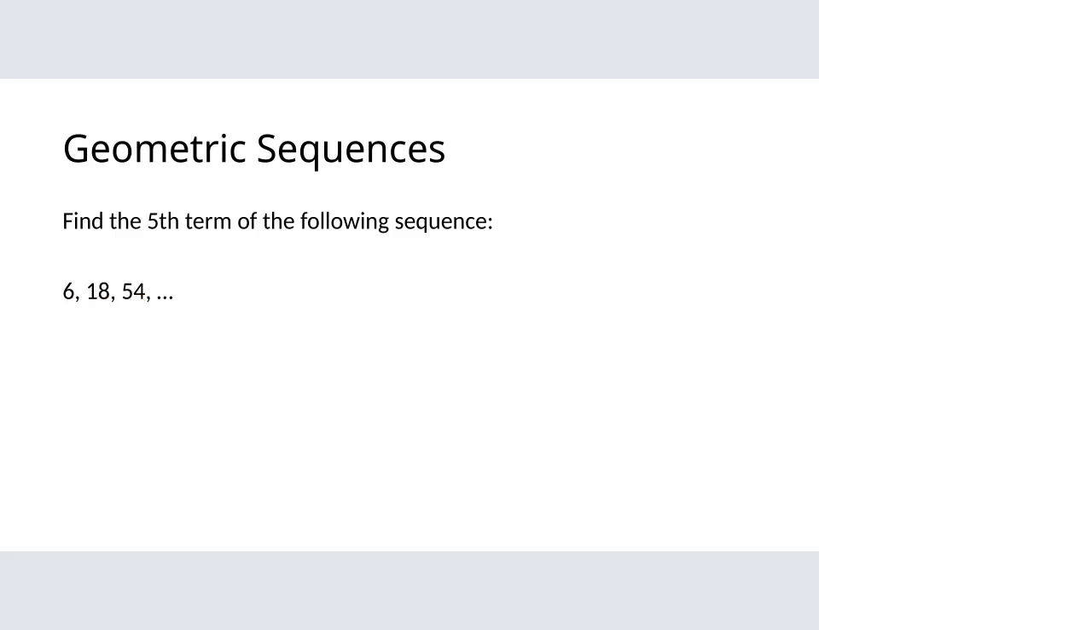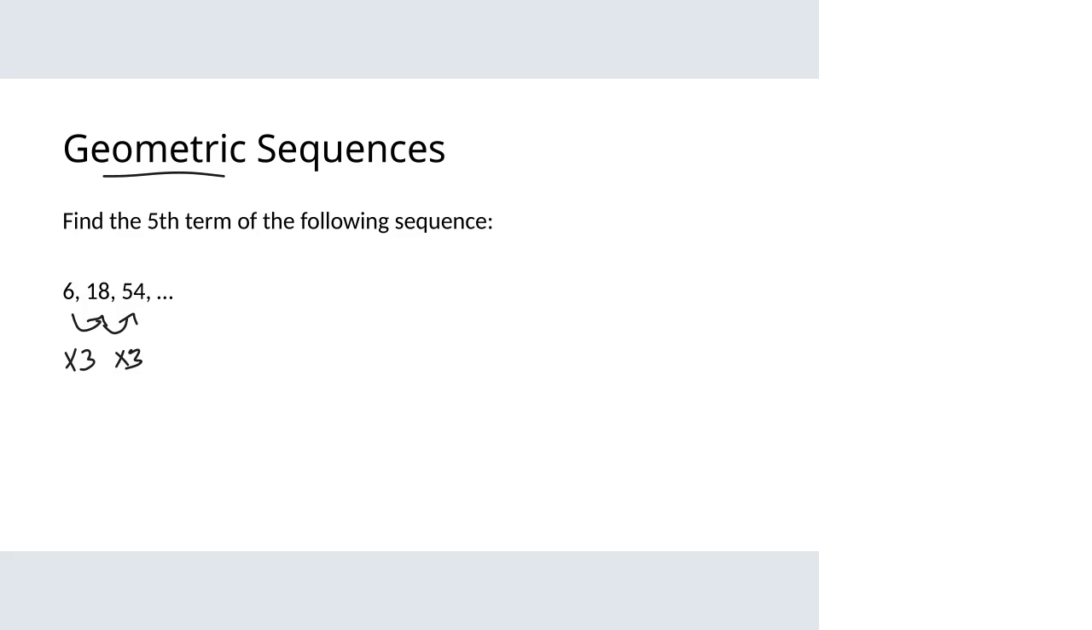This sequence is a geometric sequence. And in this one, instead of going up by the same amount each time, we either multiply or divide by the same amount to get to the next term. So here, let's see, 6 became 18. That's multiplied by 3. 18 became 54. That's multiplied by 3. So that's how we recognize a geometric sequence. I'm multiplying by 3 every time to get to the next term.